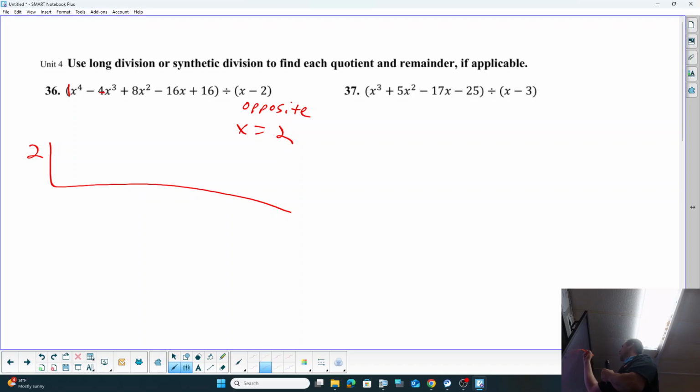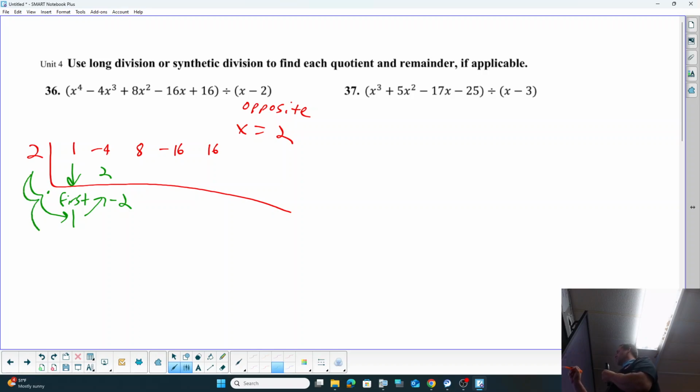So a 1 and a -4, and an 8, and a -16, and a +16. And so you're going to bring all those down. Boom, you like that? That was sick, right? Okay, so first, you bring down the 1. Then you times. 2 times 1 is 2. -4 and 2 is a -2. 2 times -2 is a -4.